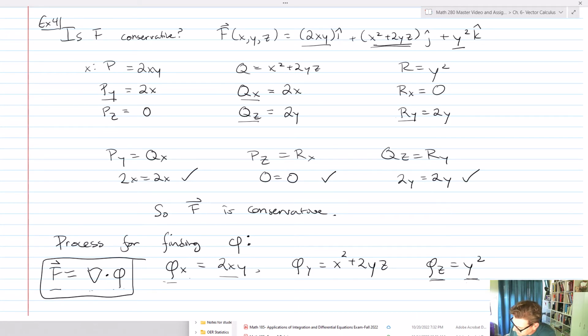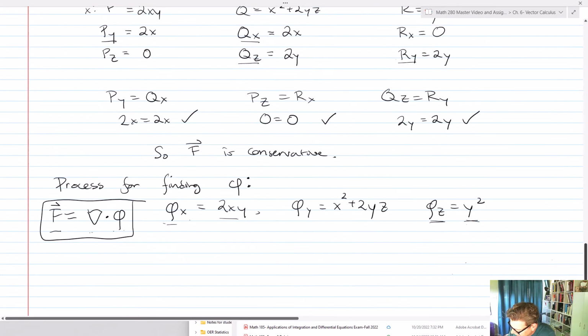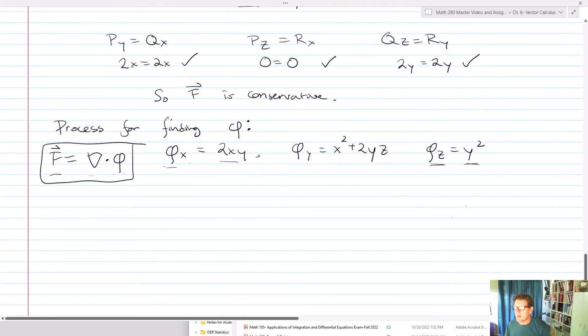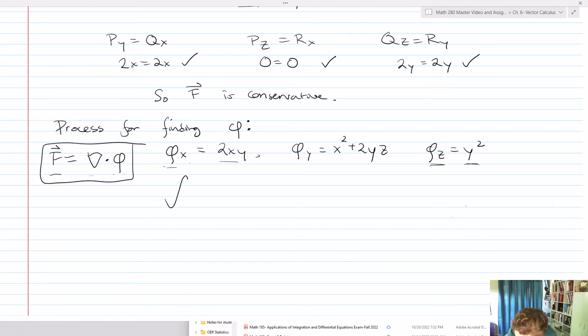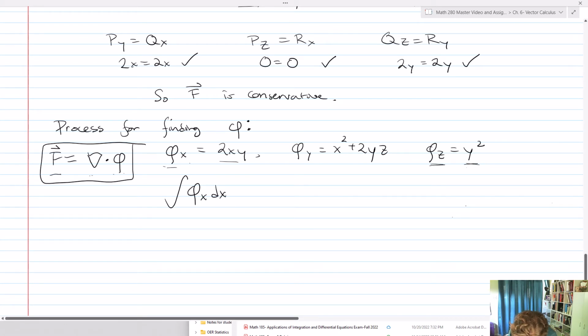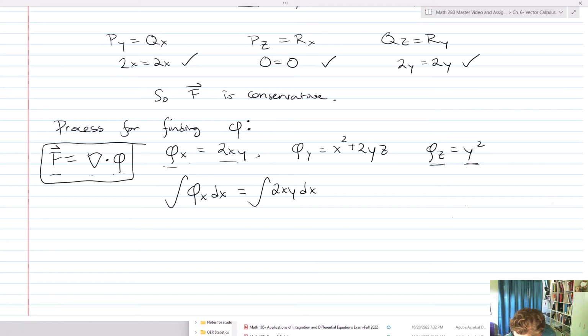Now, what we're going to do with that is we've got a process. The process is basically going to be, we're going to retrieve the parts of phi based upon its partial derivatives. So we're going to start out by taking the integral of phi of x dx. And that's going to equal the integral of 2xy dx, which ends up equaling x squared y, plus a function. And this function is going to be g of y and z, so it's a function of just y and z.